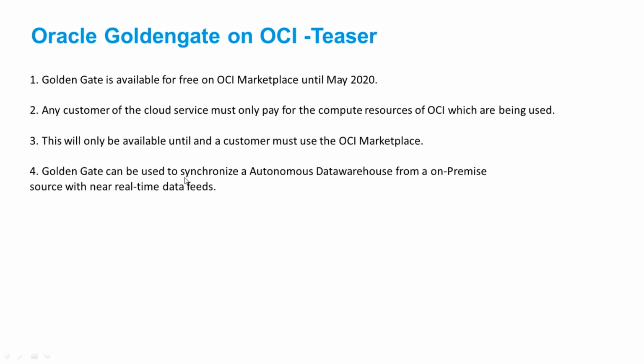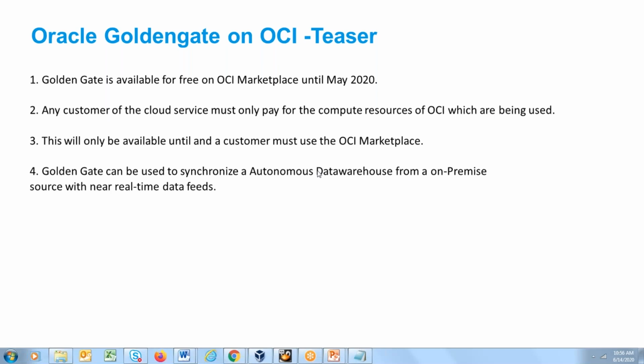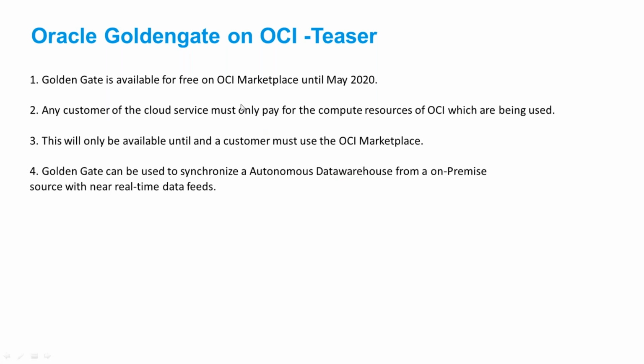Oracle Golden Gate can also be used to synchronize the autonomous data warehouse from on-prem source with near real-time data feeds as well. So Golden Gate was also available on OCI. I'm not sure it is still available, or whether it is available for free. But until May 2020, it was available for free. You could have used that.